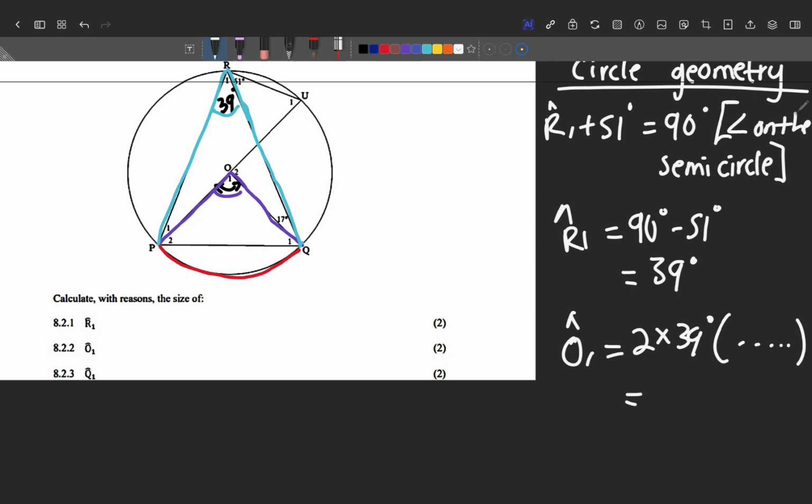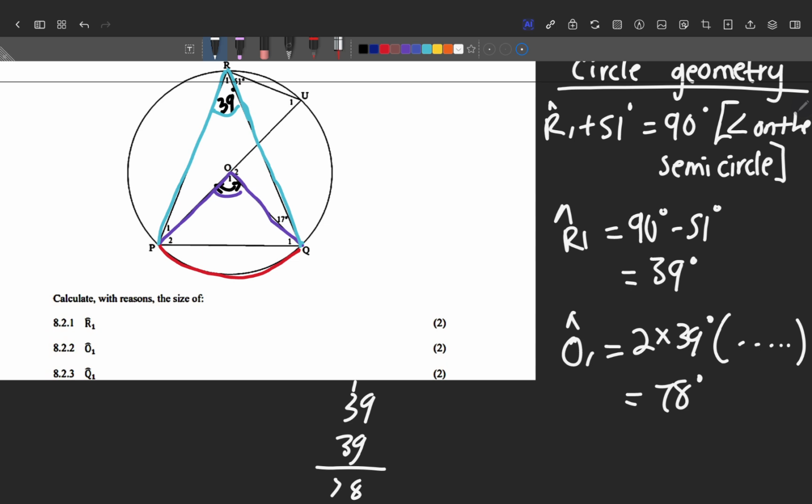So equals, what is 2 times 39, guys? 9 plus 9 is 18, 3 plus 3 is 6, plus 1 is 7. Okay, so it equals 78 degrees. Sorry, I don't have my calculator.